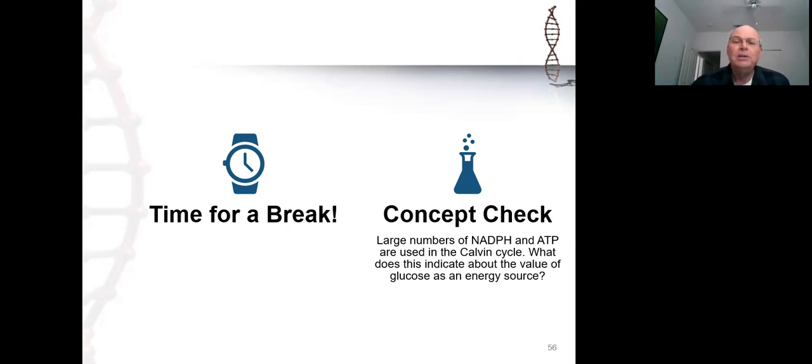Welcome back. So large numbers of NADPH and ATP are used in the Calvin cycle. We know it's 6 NADPHs and 9 ATPs. What does this indicate about the value of glucose as an energy source?